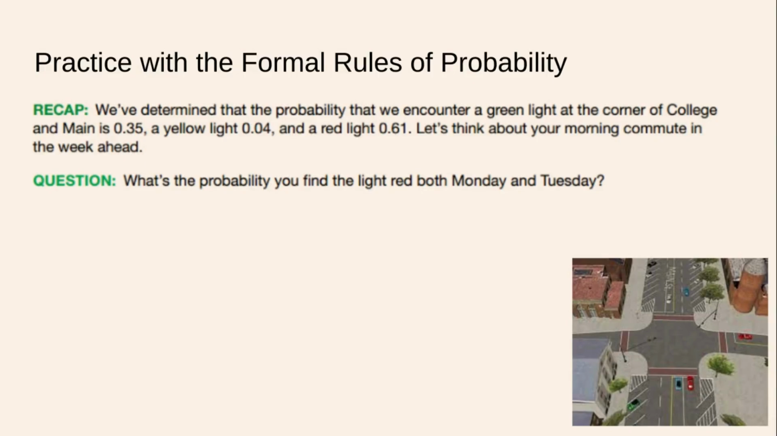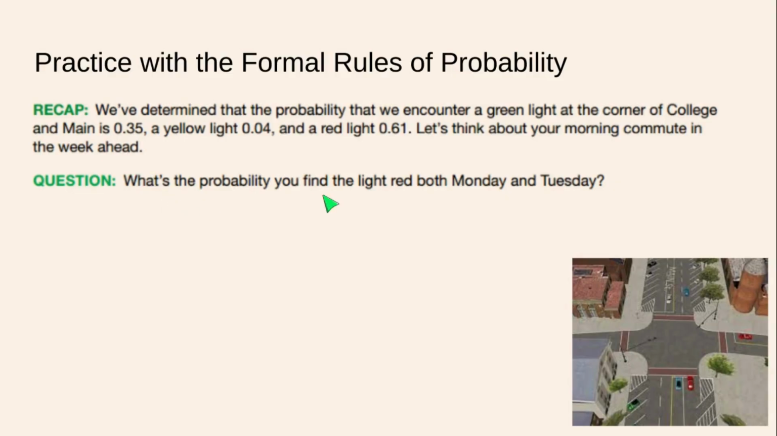And this will be one of those examples. We've determined that the probability we encounter a green light at the corner of College and Main is 0.35, a yellow light is 0.04, and a red light is 0.61. And we're going to think about our morning commute in the week ahead. All right, so the rest of the problems related to this section are going to be about moving through this intersection and what light we're going to see. Okay, so here we go.